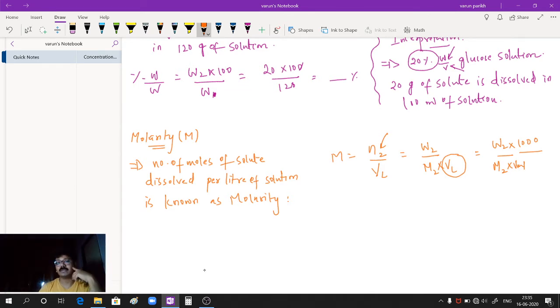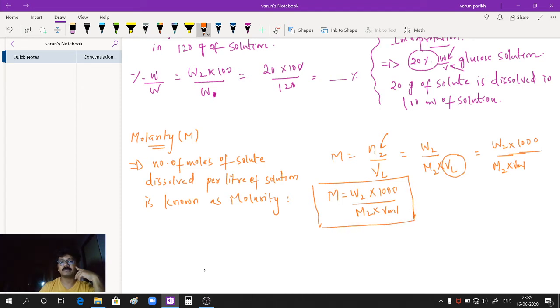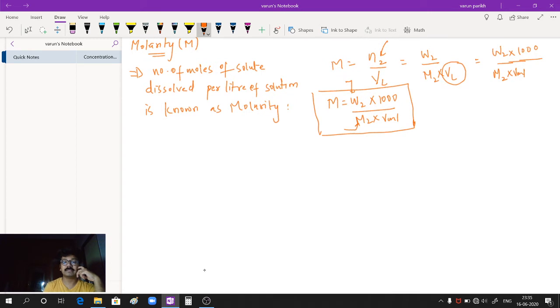So this is the ultimate formula for molarity: molarity is equal to W2 into 1000 divided by M2 into V ml. W2 is the mass of solute, M2 is the molar mass of solute, and V ml is the volume of solution. Let's understand the interpretation if somebody says a 2 molar solution of H2SO4.